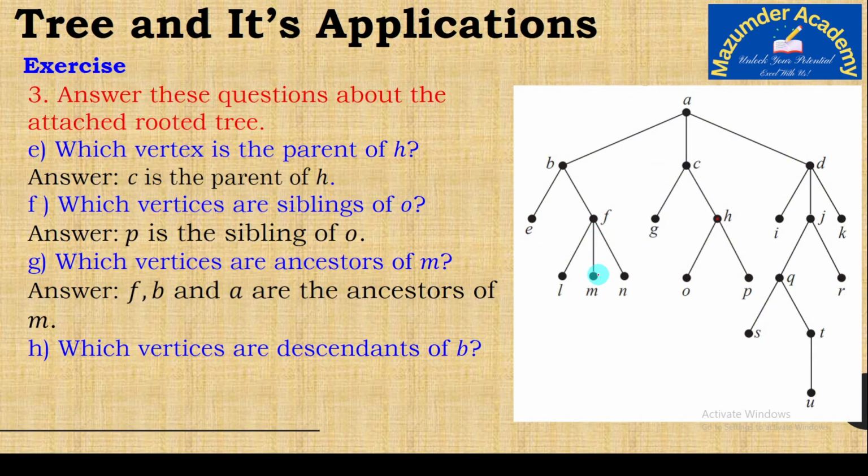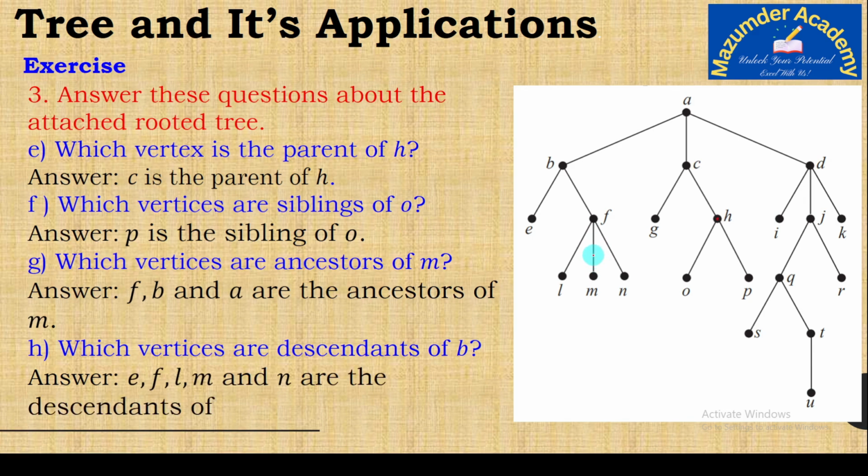Next question is, which vertices are descendants of B? Descendants of B means from B down the line, what are the vertices? You can see the descendants of B are E, then F, then L, M, N. All these vertices are down the line of B, so they are descendants of B.